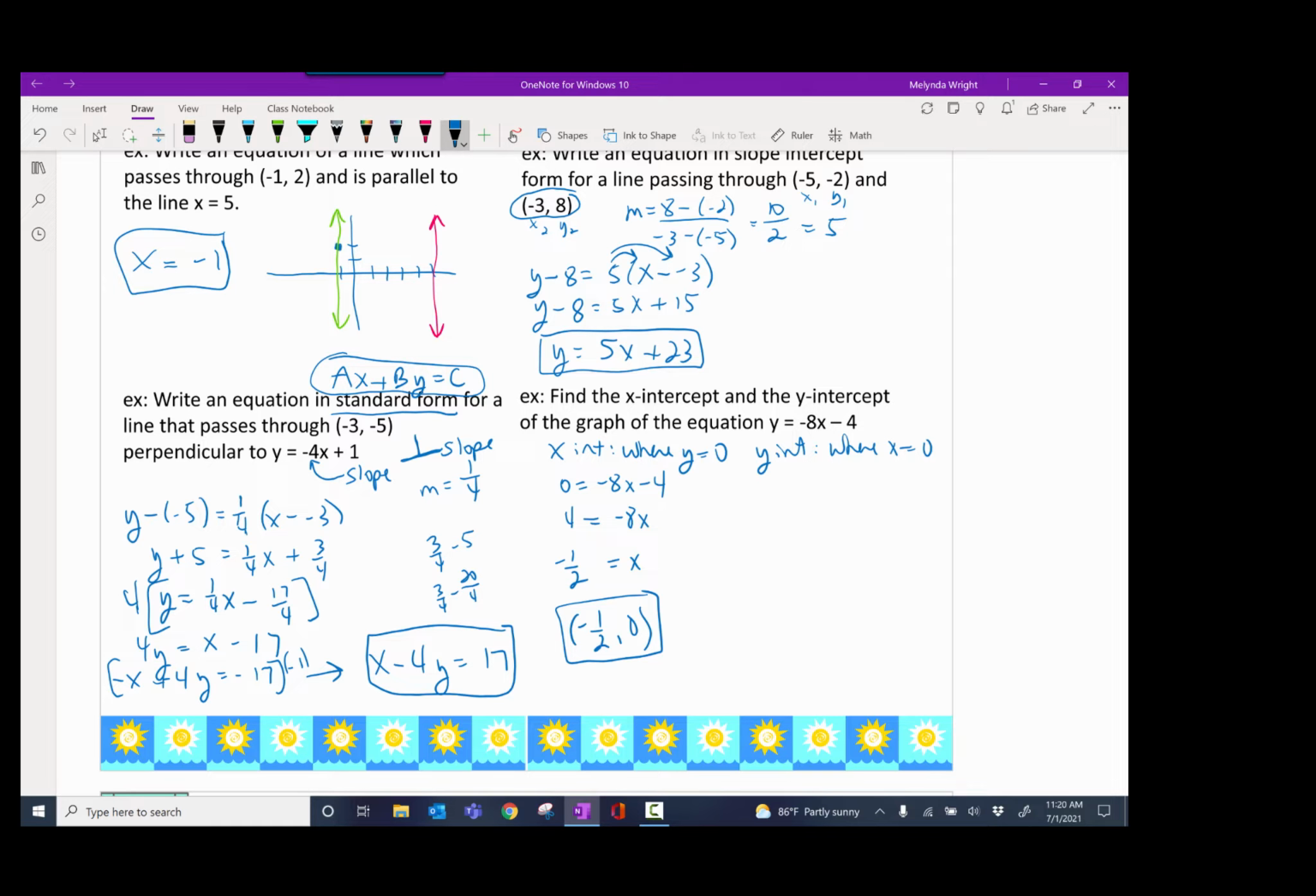So negative 1/2, 0, just so we're clear about what we're trying to communicate. For the y-intercept, we want x to be 0, so let's substitute a 0 where the x is. And so we get y is negative 4. Again, let's communicate clearly. It's really not the equation of the line y equals negative 4. It actually refers to a point. So that point would be 0, negative 4. And that concludes our lesson for today.